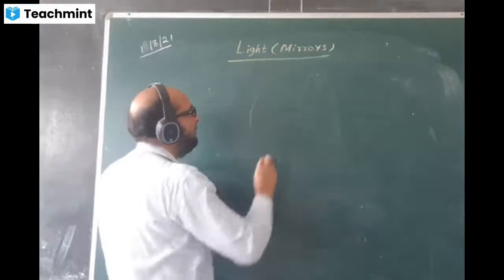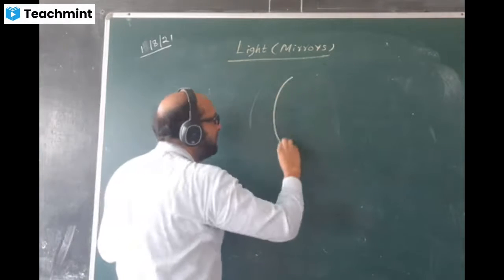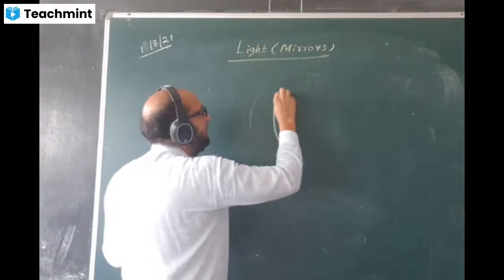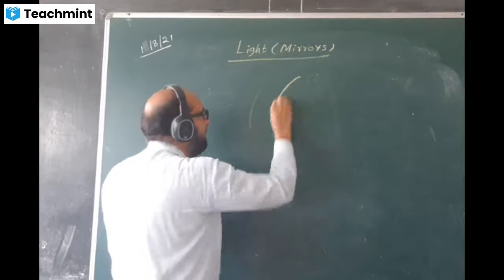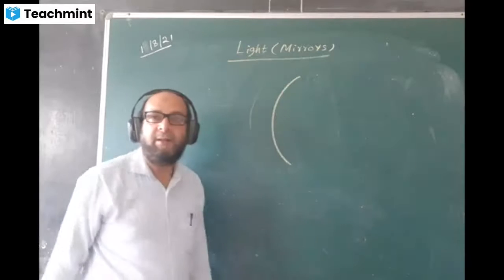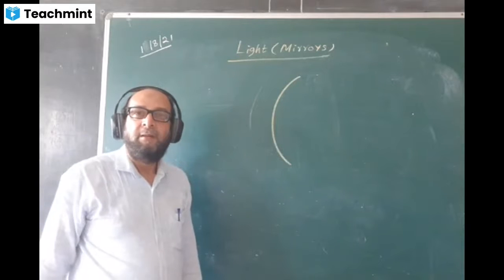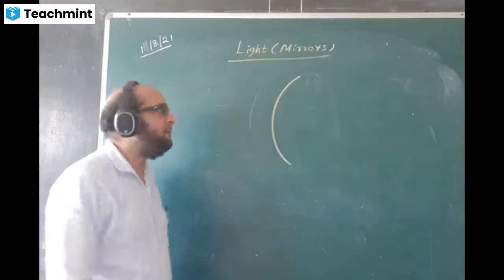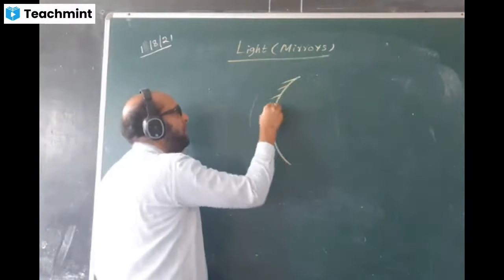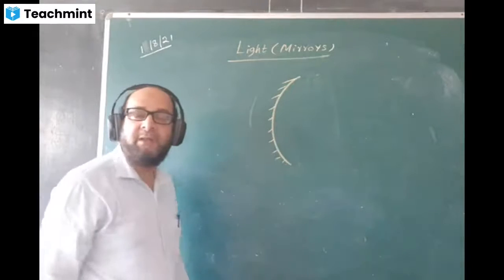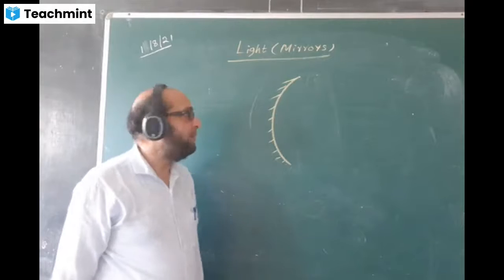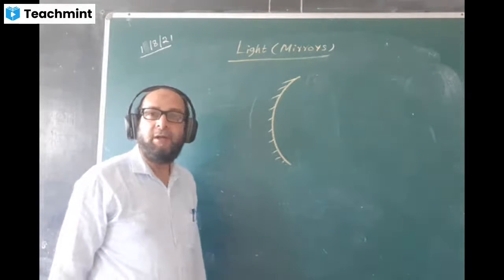Now, I'll have a shape like this. What mirror is this? Tell me. No, it's not a mirror. Good. Now I'll polish it. Very good. Which mirror is this? Concave mirror. Yes, all right. Good.